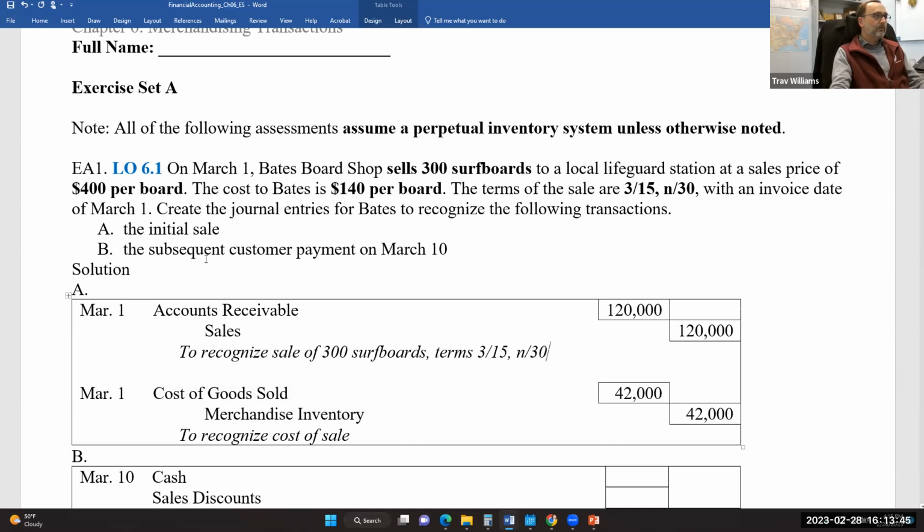Now for part B, the customer makes a payment. So they made the purchase on March 1st. The invoice was dated March 1st. They had 15 days to pay. So that gave them till the 16th to get the discount. They made their payment on the 10th of March, so they got the discount. And the discount is 3%. Okay, so that's why these numbers are important. So yes, they qualified for the discount and it's 3%.